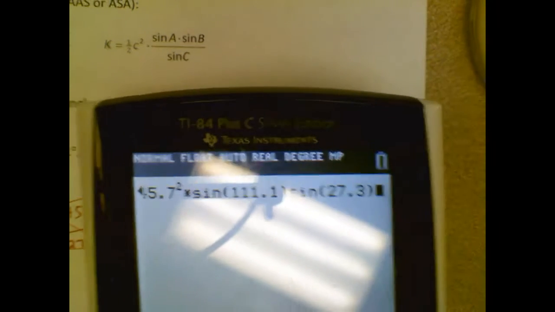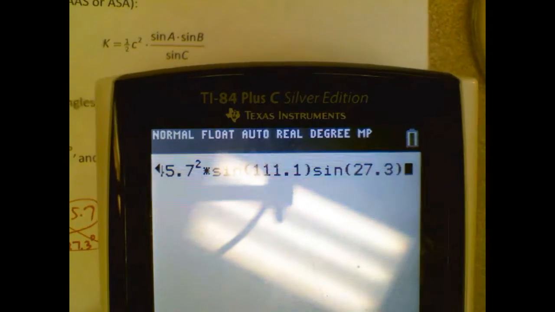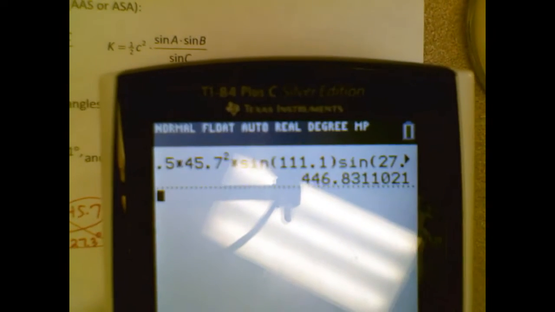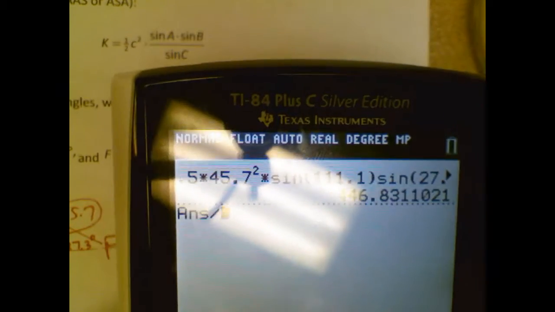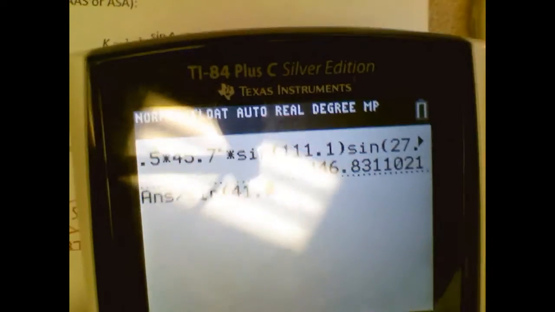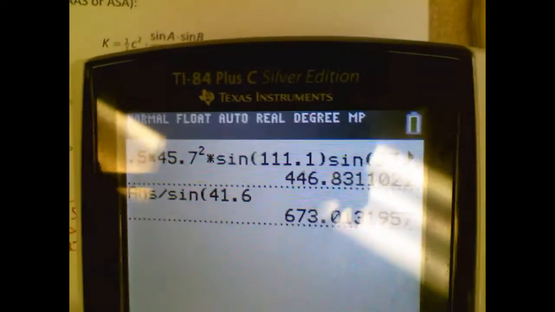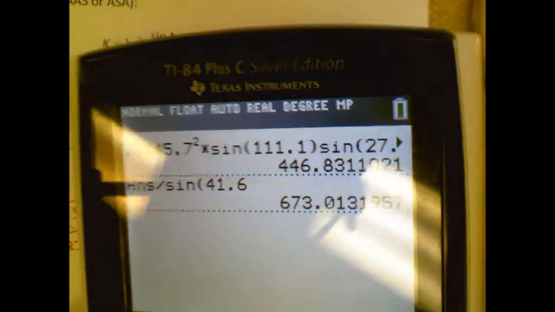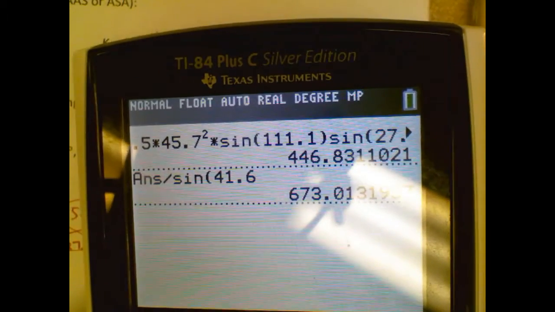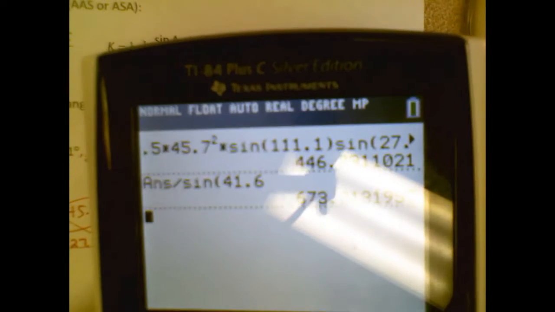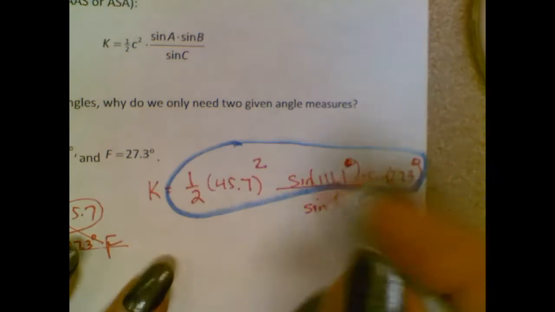Okay, at this point, that's 4 things across the top. I'm pressing equals, and then I'm dividing by sine of 41.6. The only thing you're dividing by is sine of 41.6, and your answer is 673. Yeah, I got negative 1,460. I got that, but positive.